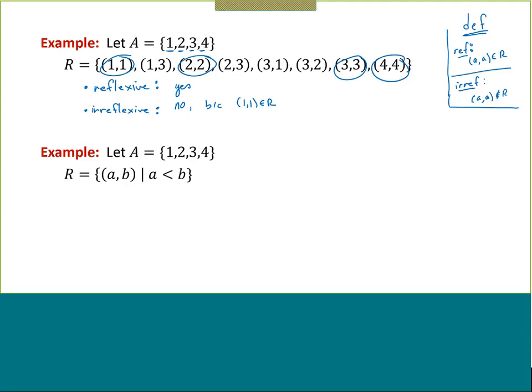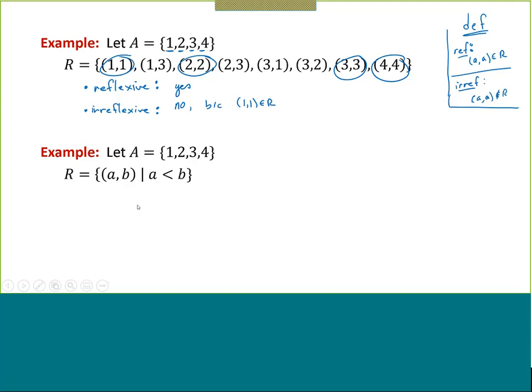Okay. So second example, and the second example is also on the building set 1 through 4. And for this guy, it's written not in terms of all of the ordered pairs explicitly listed out. It's written in terms of a formula. Now, for a relation that's this tiny, it's probably just as easy to go ahead and just write out the ordered pairs like what we did up top here.